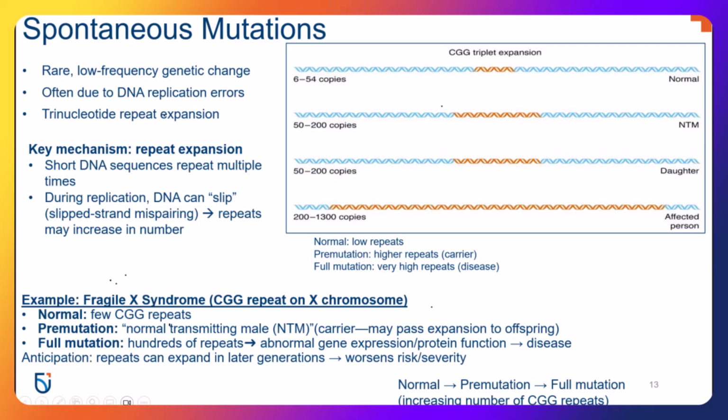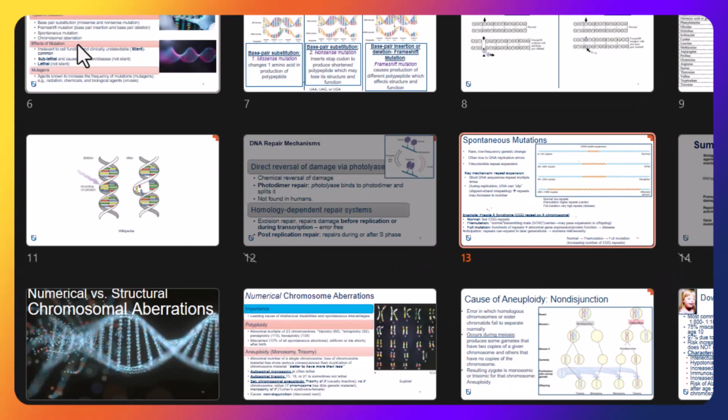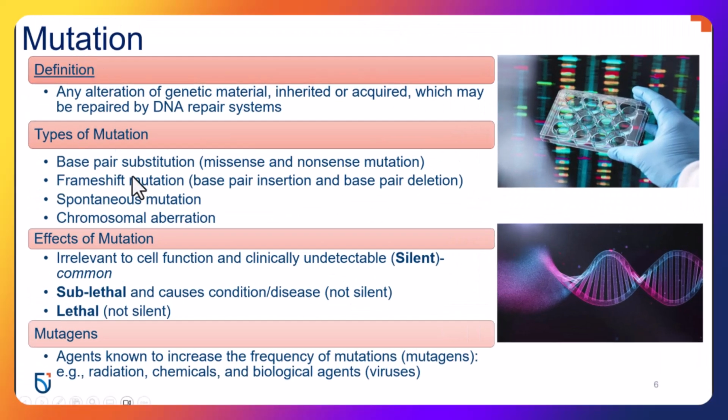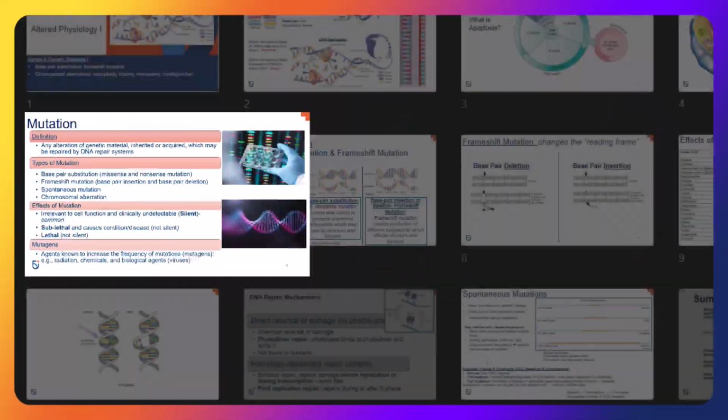Now on to spontaneous mutations. So just so that we're all on the same page, we've talked about base pair substitutions, missense, nonsense, frameshift mutations, insertions and deletions. And now we're moving on to spontaneous mutations and we'll finish up with chromosomal aberrations.